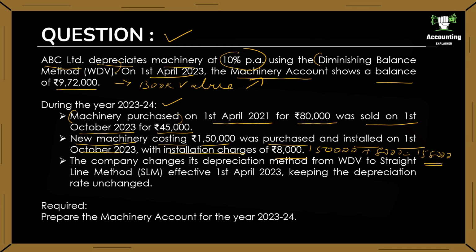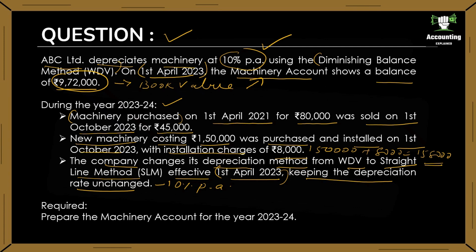Okay, the company changes its depreciation method from WDV to straight line method effective 1st April 2023. So the company has decided to change the method of depreciation from WDV to straight line with effect from 1st April, the same date on which we have the book value also. The company is changing the method of depreciation, keeping the depreciation rate unchanged. For the SLM method also they are going to keep the depreciation at 10% per annum only. For both WDV and SLM method they are maintaining the same rate of depreciation.